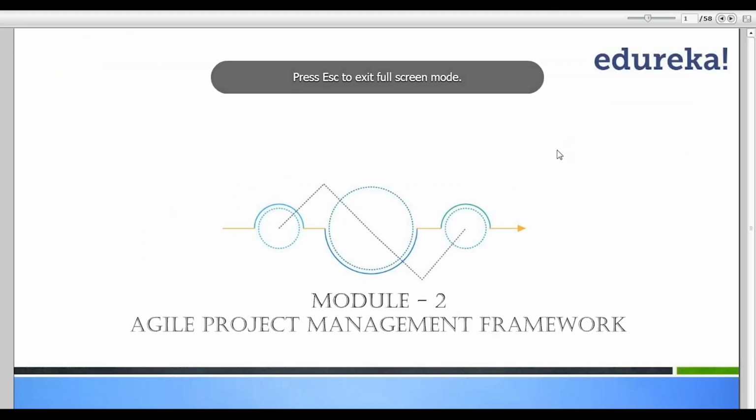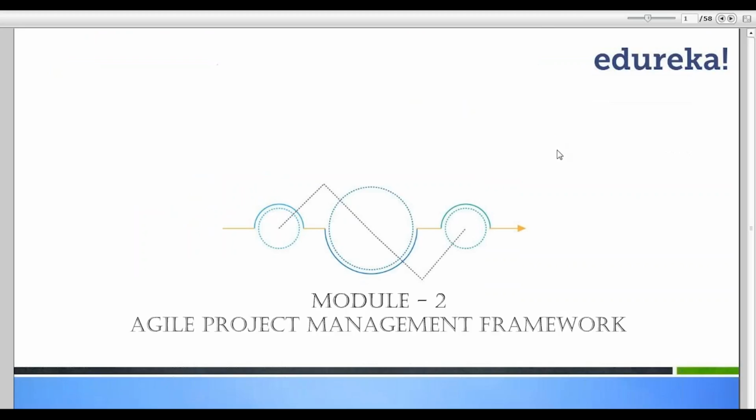I hope you are able to see this module. Okay, so let's move ahead with the second module, and it talks about Agile Project Management Frameworks.